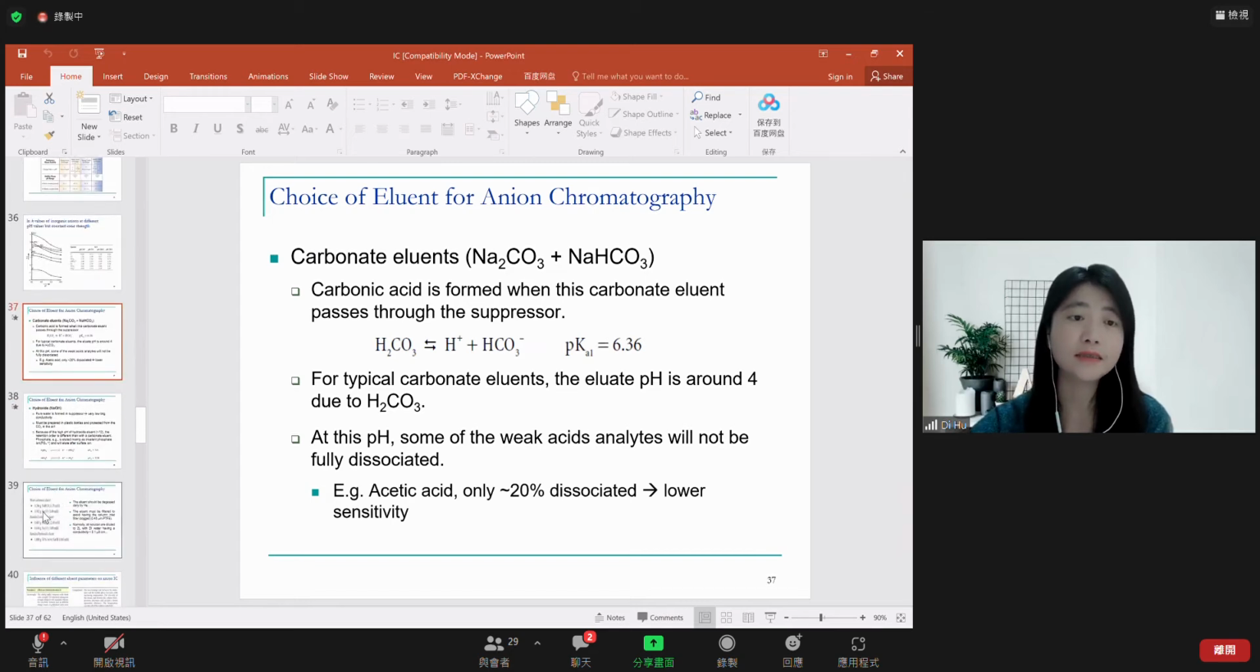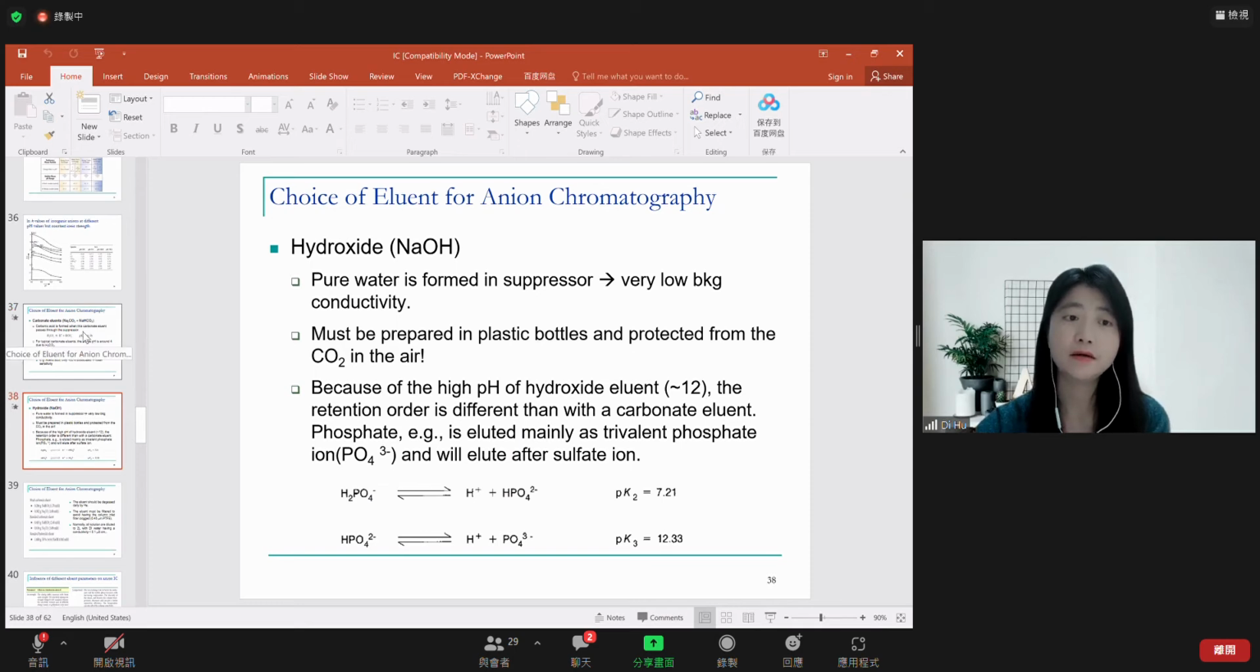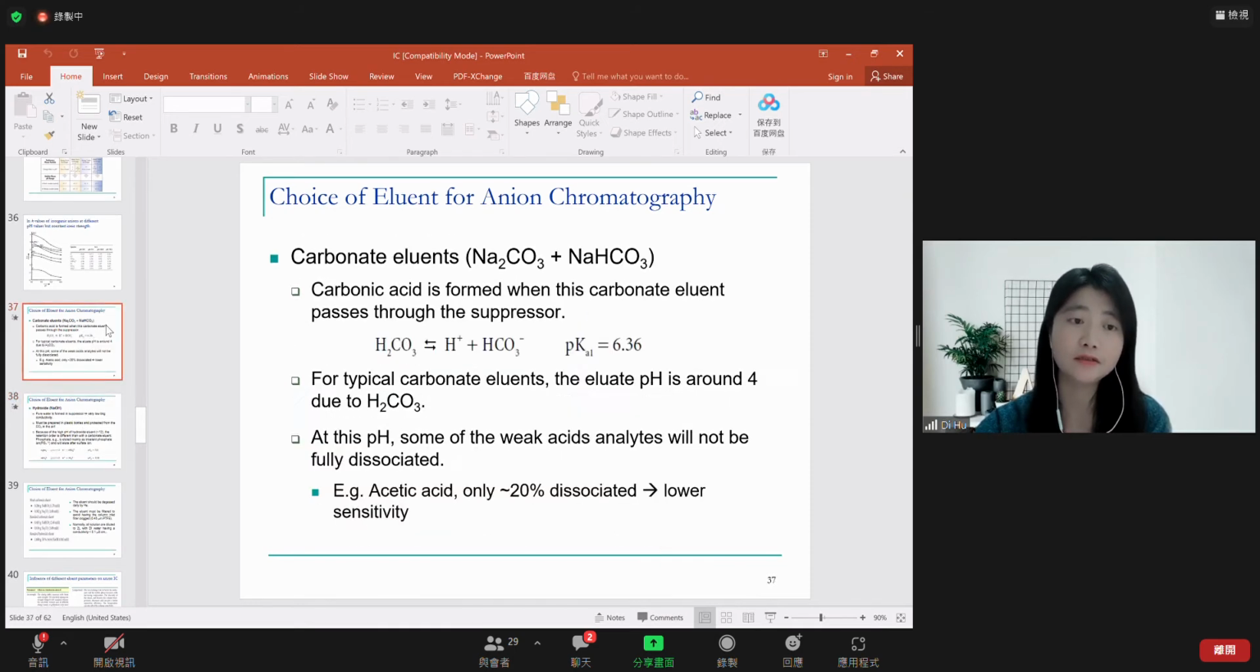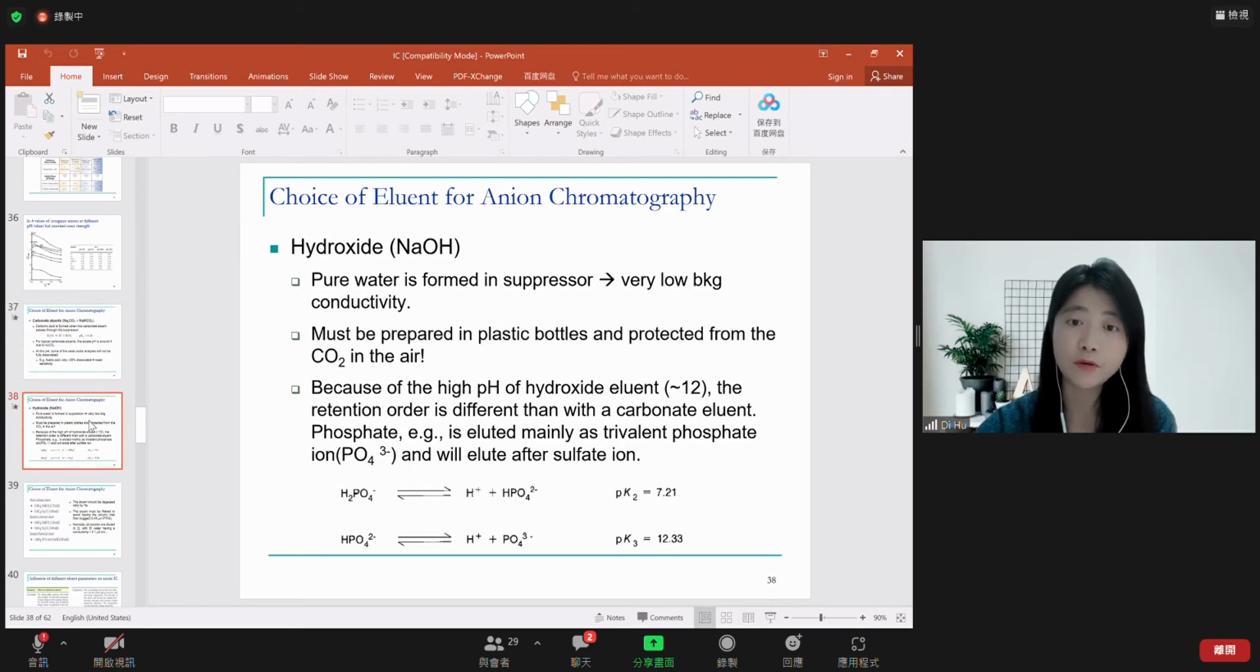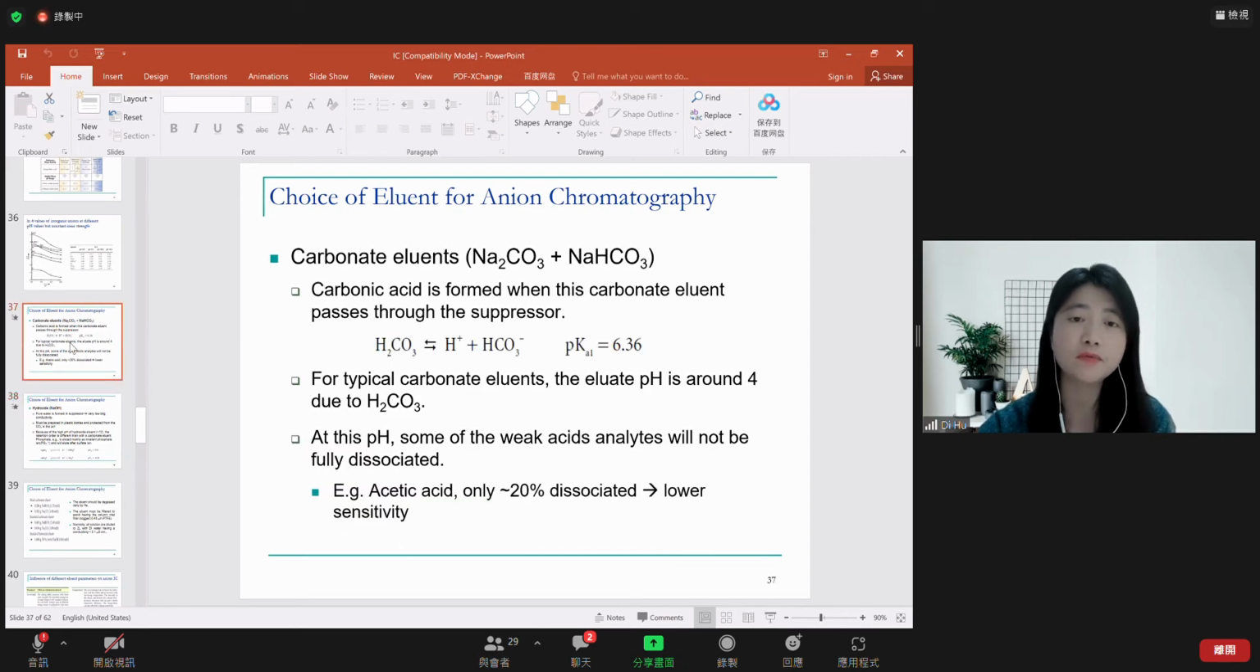So I think this is common sense. I hope that all of you know that. Hydroxide, sodium hydroxide, and sodium bicarbonate. So they are commonly used for ion chromatography. And each of them has something special you may want to know, especially after they go through the suppressor.